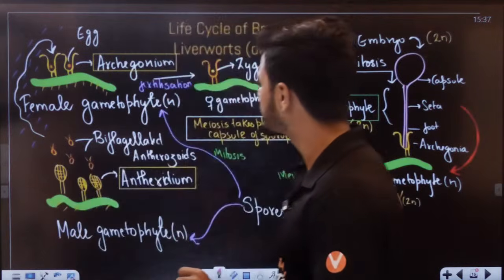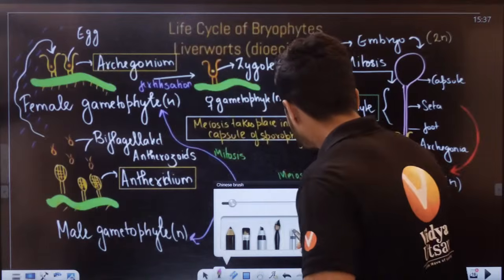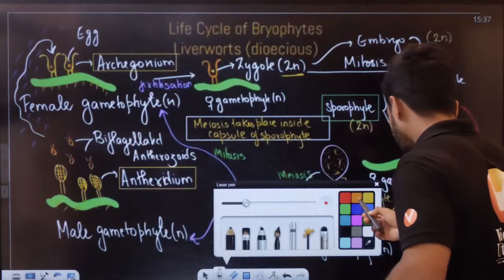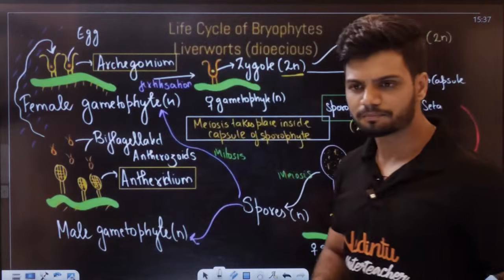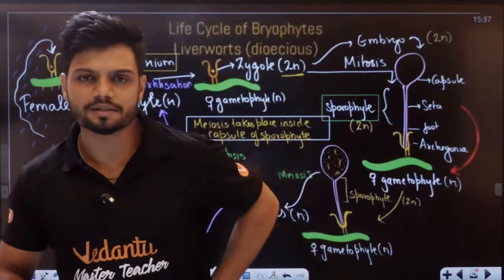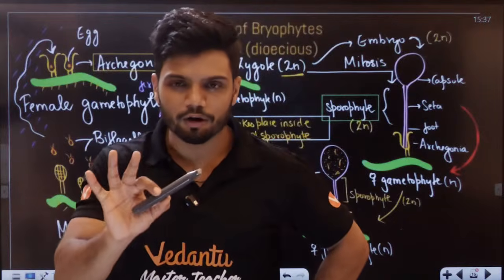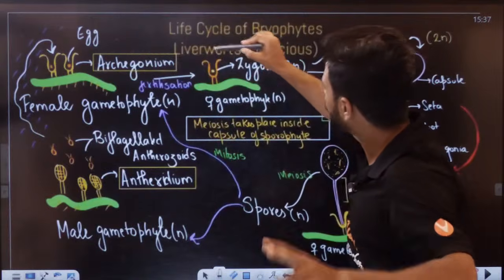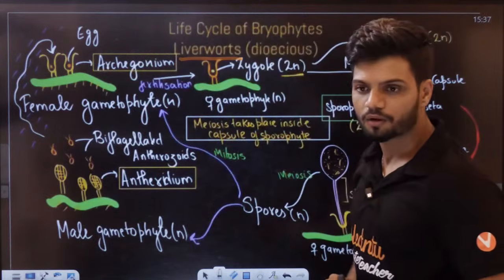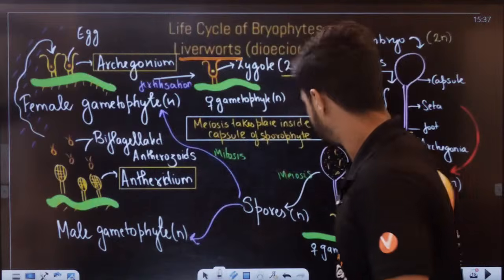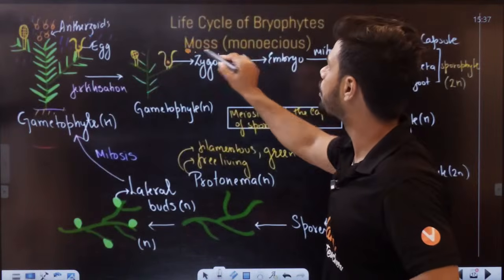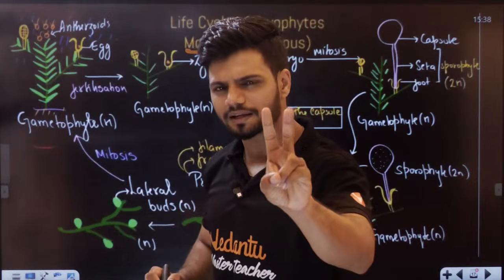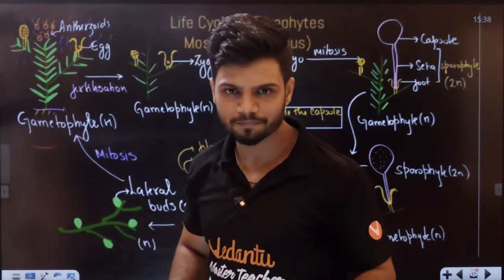Ready, all of you, students? Point by point. Okay, I will tell you why they are called the amphibians of the plant kingdom. Give me a minute. Now tell me students, in bryophytes we have two things. One is called liverworts, one is called mosses. We get two types of bryophytes, liverworts and mosses.